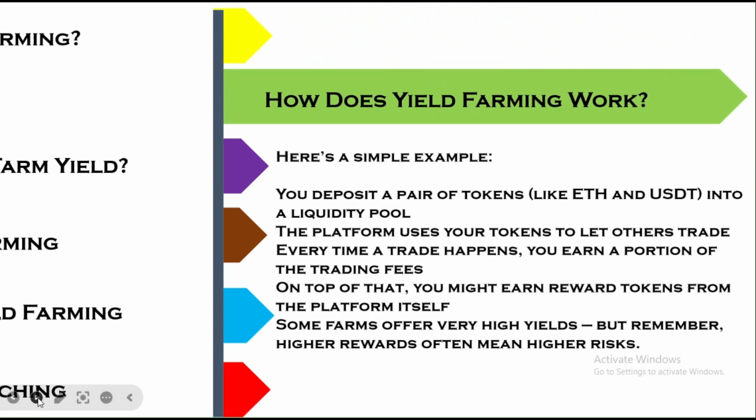How does yield farming work? You deposit a pair of tokens like Ethereum or USDT into a liquidity pool. The platform uses your tokens to let others trade. Every time a trade happens, you earn a portion of the trading fees. On top of that, you might earn reward tokens from that platform itself. Some farms offer very high yields, but remember, higher rewards often mean higher risk.